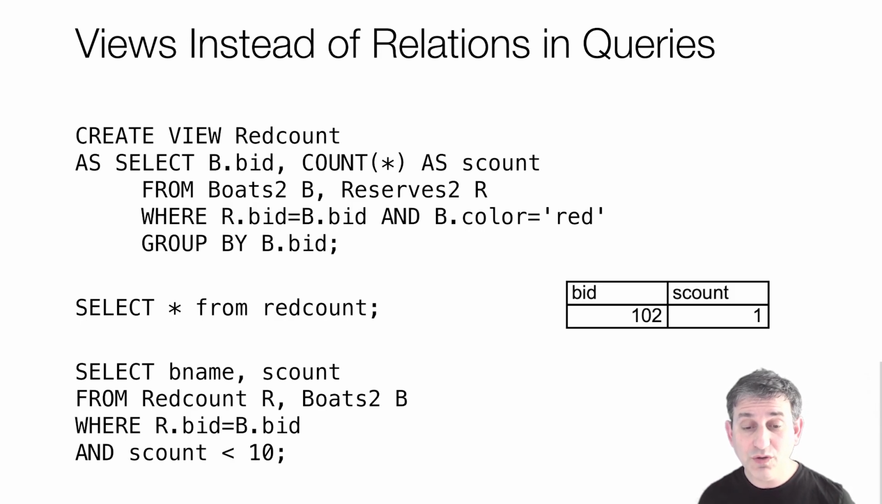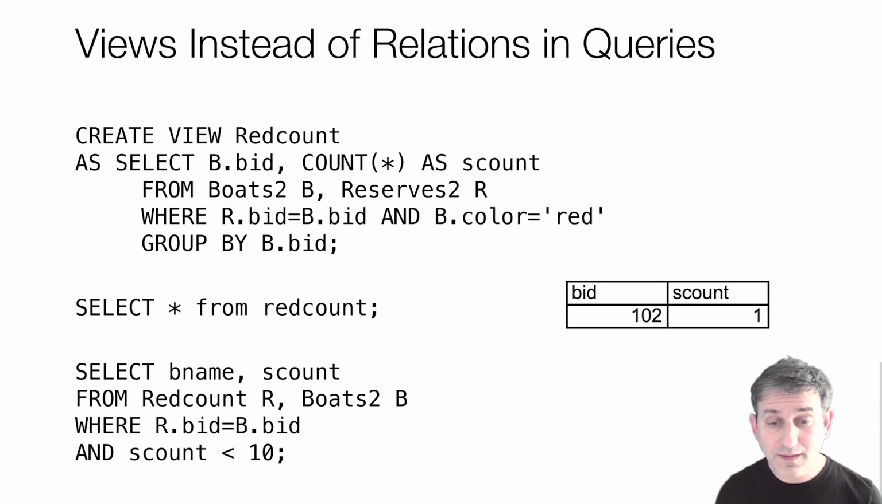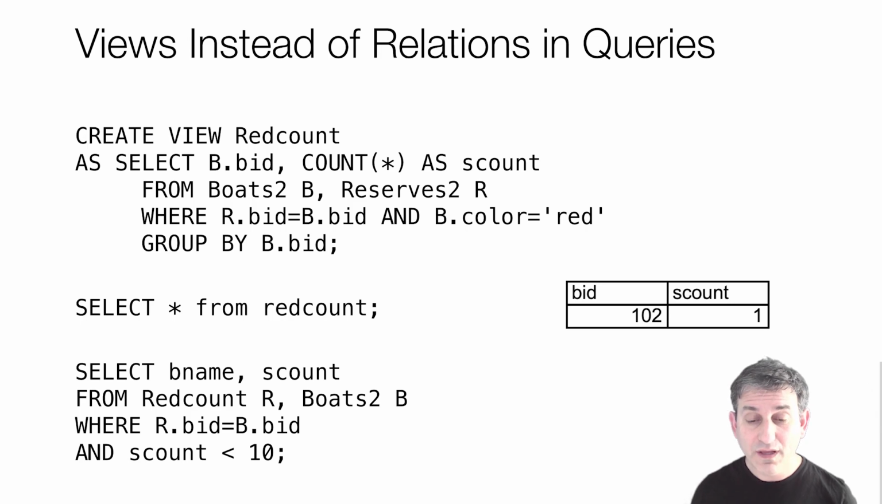But we can also use red count in another query. At the bottom of the screen here, we have a join of red count with boats on boat ID. We're looking for those red counted boats that have only been reserved under 10 times. For those, we return their B name, which comes from boats, and their S count, which comes from red count. So you can use views in queries just the way that you would use regular tables in queries.